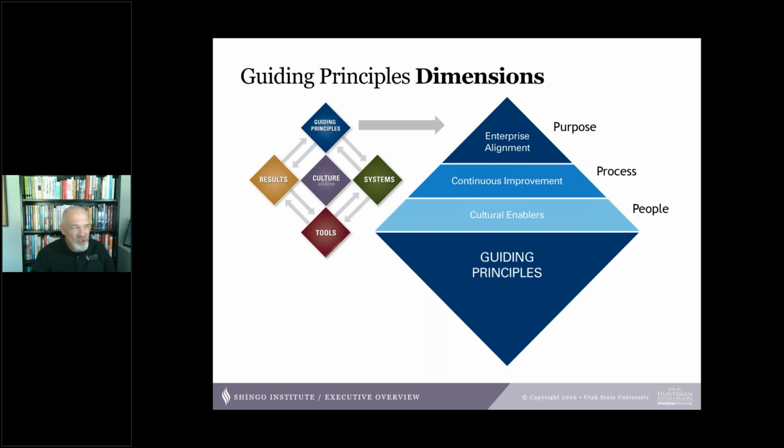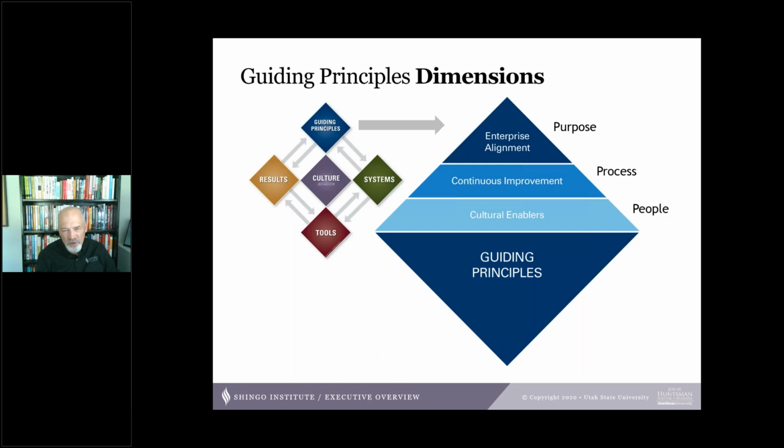We put together a new Shingo model, and you can see we still have systems, tools, and results, but we added the behavioral piece, and we called that culture, and we added the guiding principles. And we decided it was easier to teach and assess principles, or the effectiveness of principles, if we put them into different dimensions. So we divided the principles into 3 different dimensions.